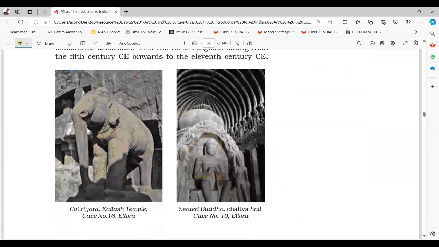Here you can see courtyard, Kailash temple, cave number 16, Ellora. Seated Buddha, Chaitya hall, cave number 10, Ellora.